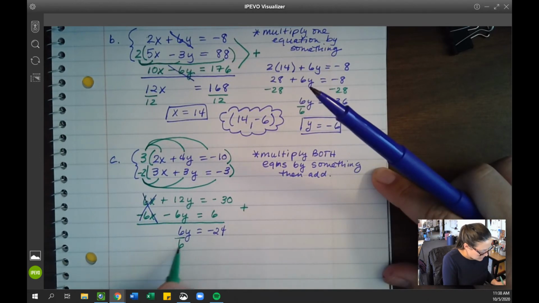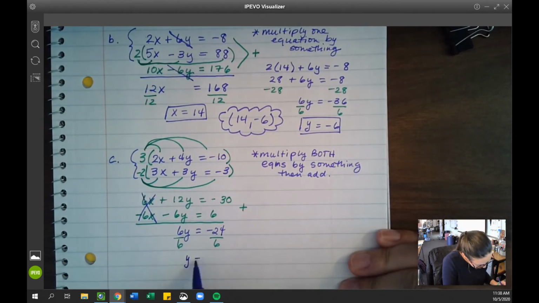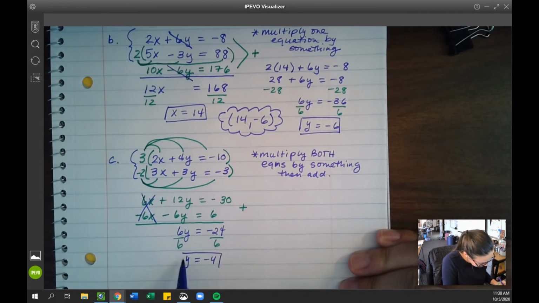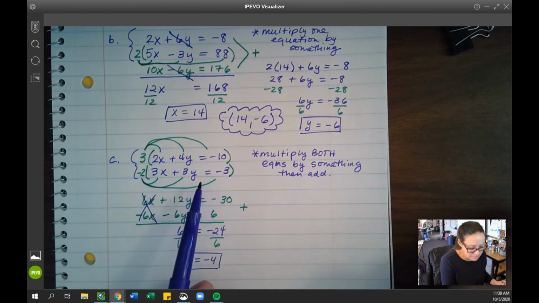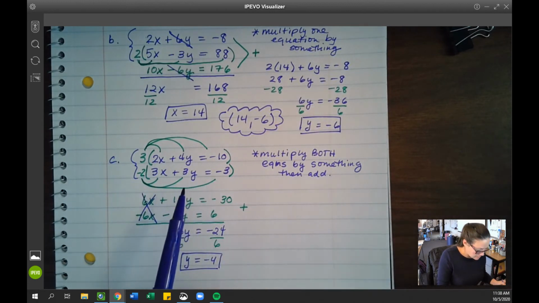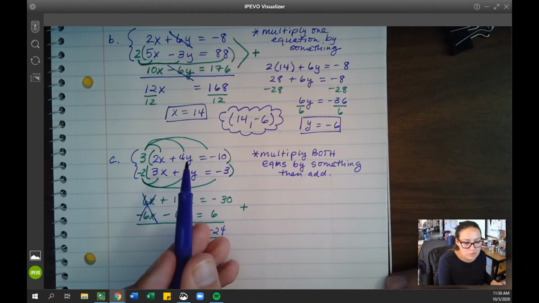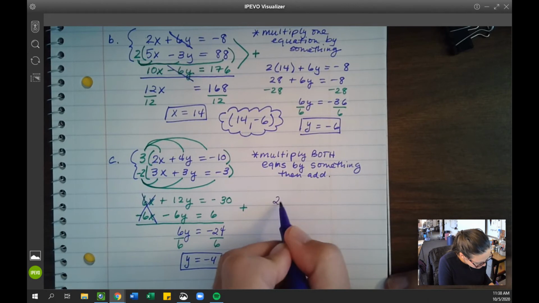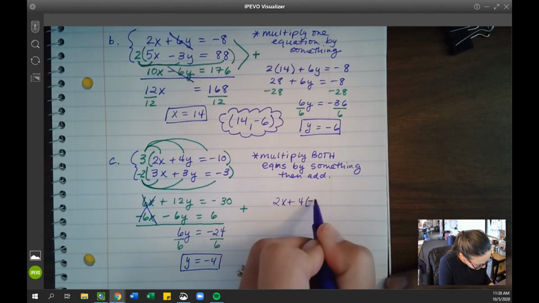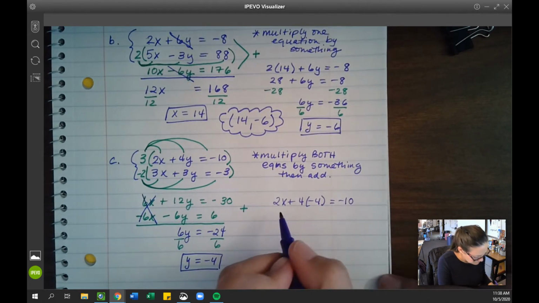I'm going to divide by 6. You get y equals negative 4. Now I'm going to go back and plug it in. Again, it doesn't matter which equation you choose. That is up to you. I'm going to choose the first one. And instead of 4 times y, I'm going to have 4 times negative 4. So I have 2x plus 4 times negative 4 equals negative 10.